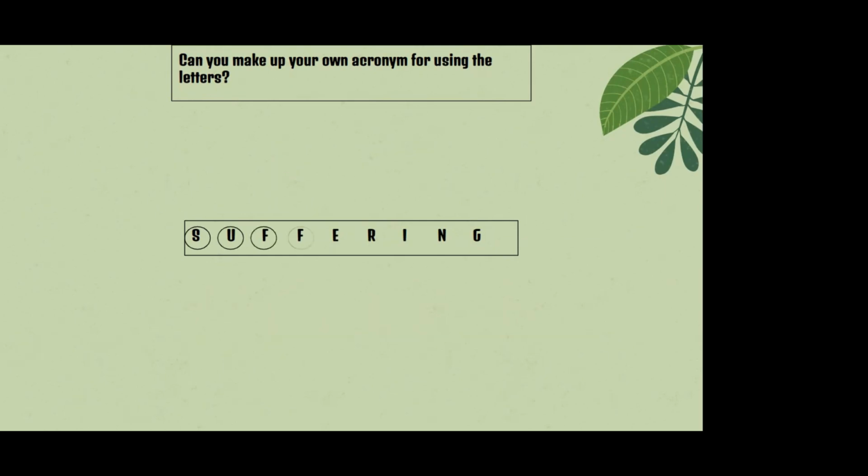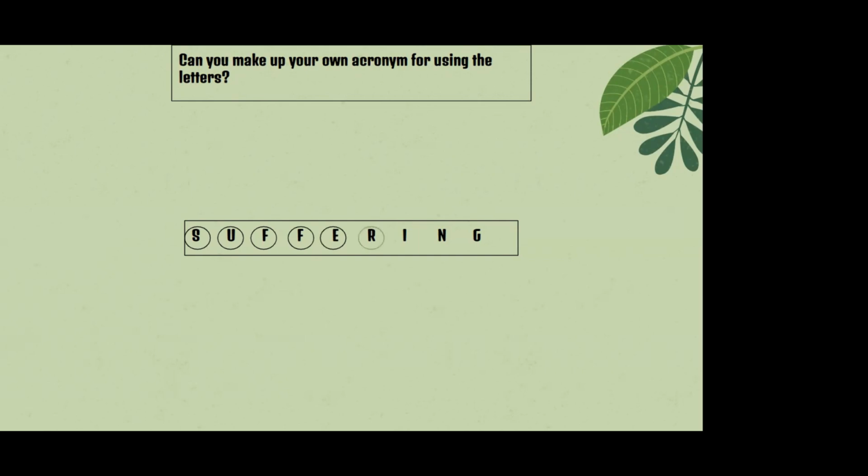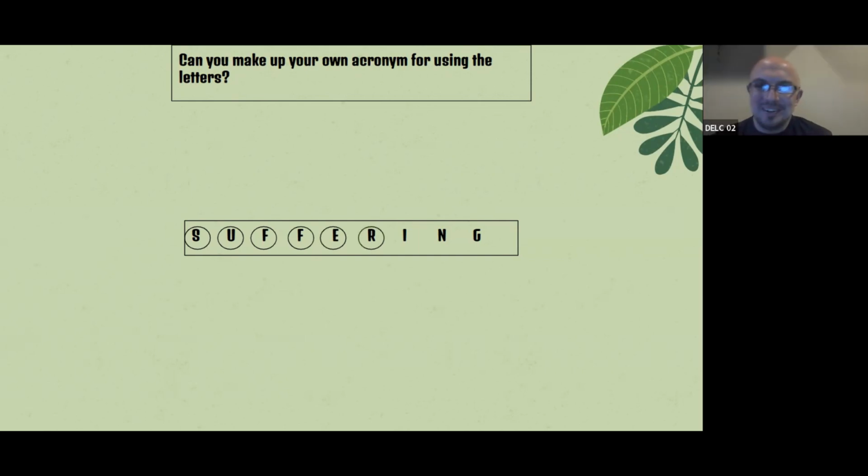False. Emotion. Error. Emotion, error, very good. Yeah, erosion, very good. I like those ones. How about R? Rubbish. Rubbish, very good. Yeah, that's a good one.